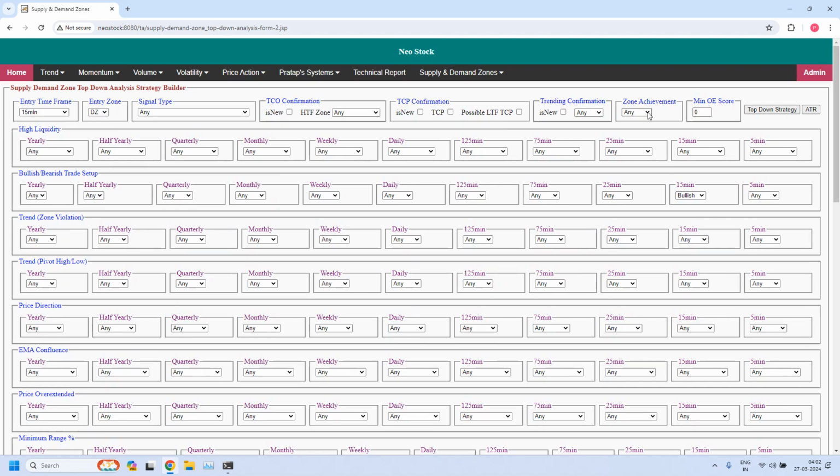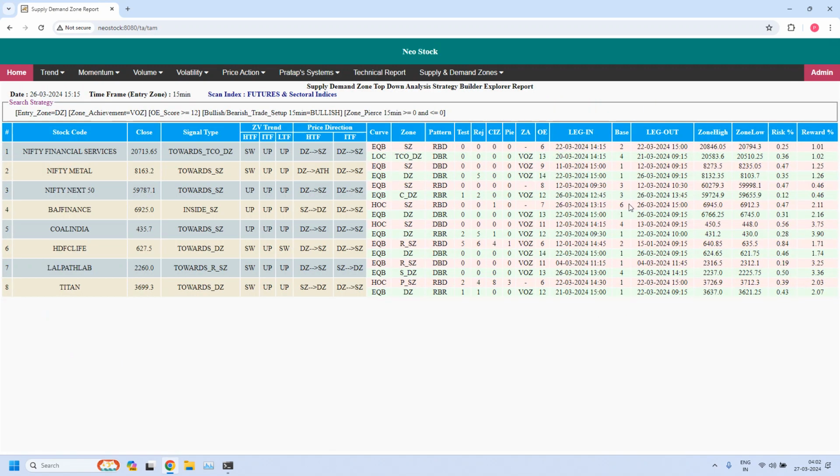And 2 more parameters. The first one is the zone achievement. It should always be violated opposing zone, VOZ. And the minimum odd enhancer score should be 12 for bullish or bearish trade setup. Now let us generate. So these 8 stocks are filtered. Currently they are supporting the short-term income trade bullish trade setup based on DIT, daily income trade. And don't forget to fine tune up to 5 minutes. Even though these are all 15 minutes, check the 5 minute zones also, whether the order flow is good or not.